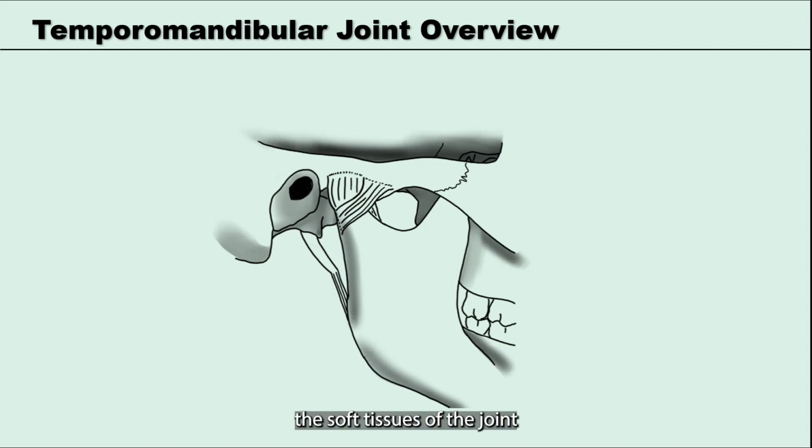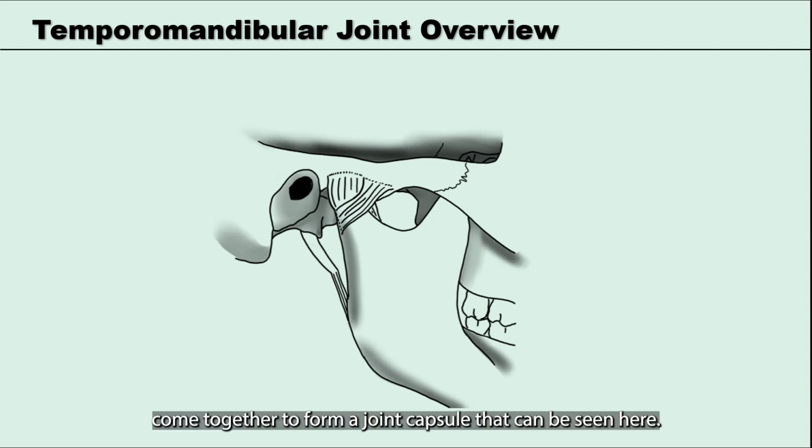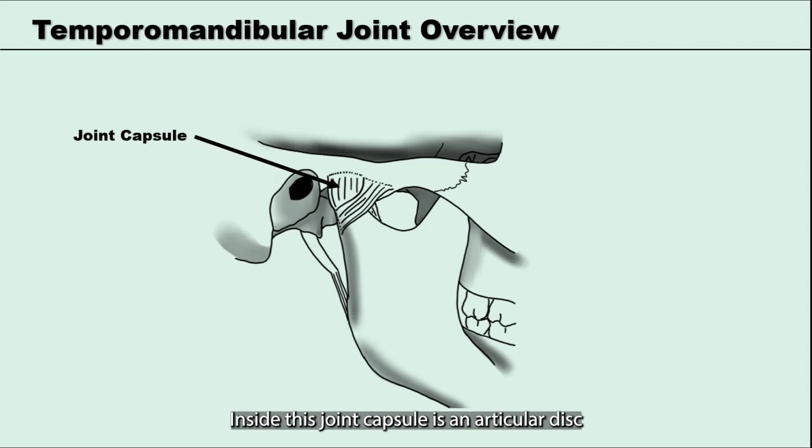The soft tissues of the joint come together to form a joint capsule that can be seen here. Inside this joint capsule is an articular disc and 2 spaces filled with synovial fluid that acts as a lubricant and a shock absorber to allow smooth and hopefully painless movement of the joint. We also have a few ligaments that help to keep the mandible closed and stabilised within the joint.